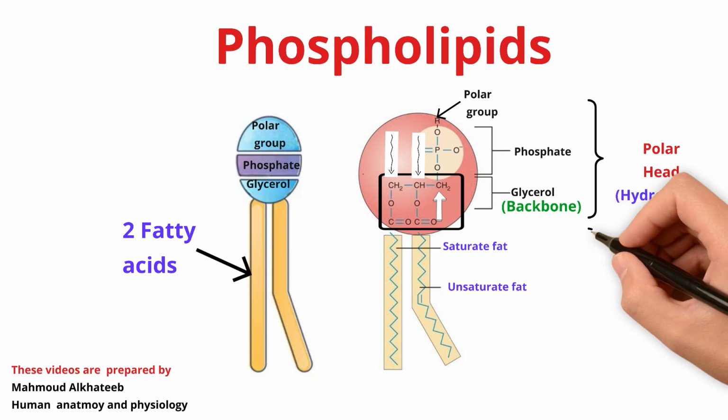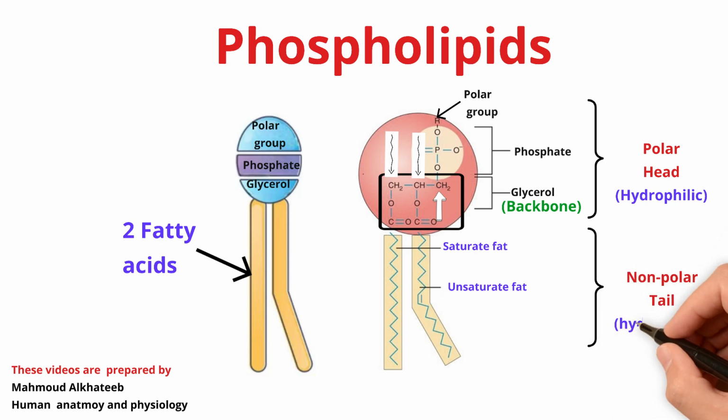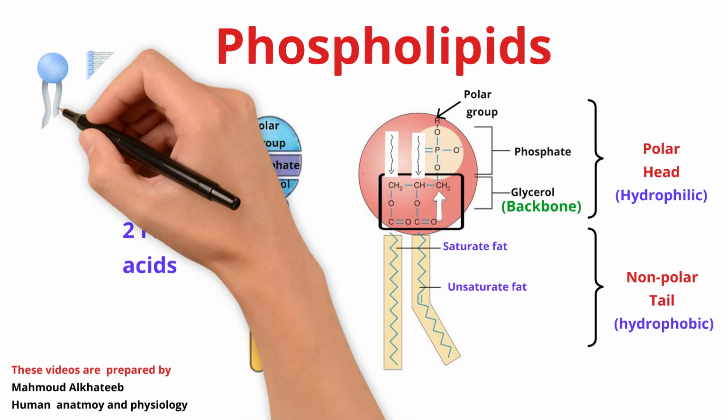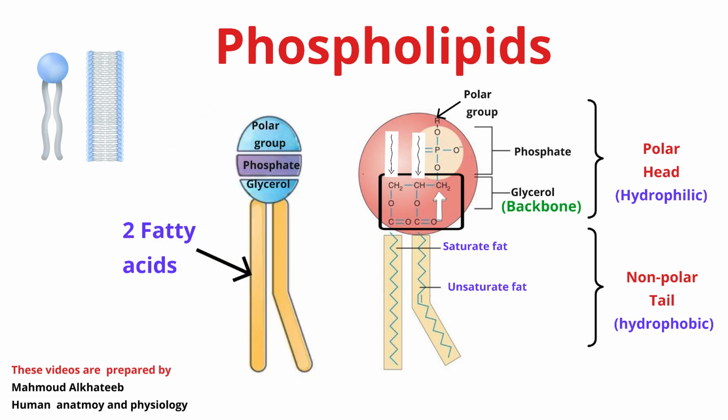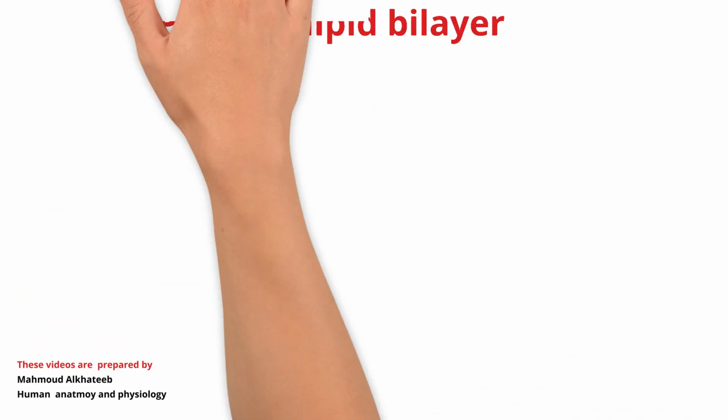On the other hand, the tail, which contains two fatty acid chains, is the non-polar part of the phospholipid molecule that hates water and is described as hydrophobic. If we look at space-filling models of these molecules, we see their cylindrical shape, which allows phospholipids to align side by side to form broad sheets. In membranes, these phospholipids are often arranged in a double layer, as demonstrated in this image.